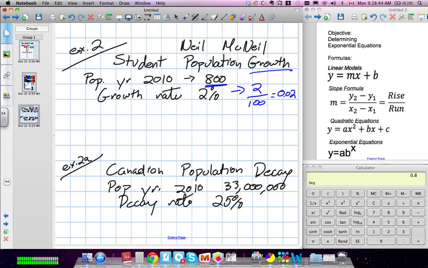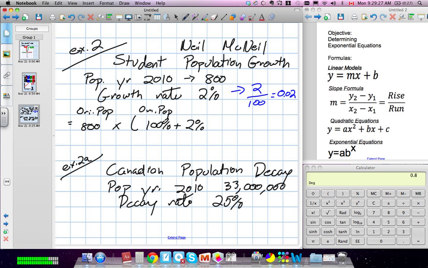So to keep the original population, what is a percentage? What if you had 800 kids out of 800? What percent would that be? 100%. So we also need to add the original population, which is 100%. So in other words, in order to get this equation, I need to take the original population, which is our 800, and I need to multiply by, in brackets, the original population percentage, which is 100%, plus our growth rate, which is 2%.